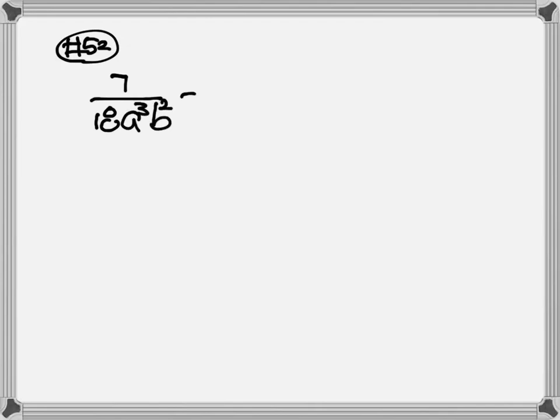Now let's look at number 52. We have 7 over 18a to the third power b squared minus 2 over 9ab. Again, we're going to find the least common denominator. First let's look at the numbers. We have 18 and 9. 9 can go into 18, so we take the largest number, 18.